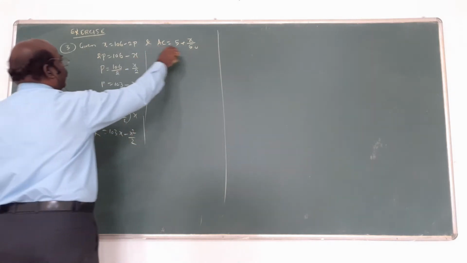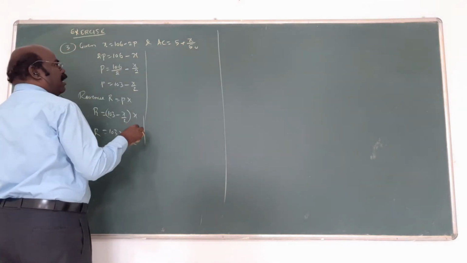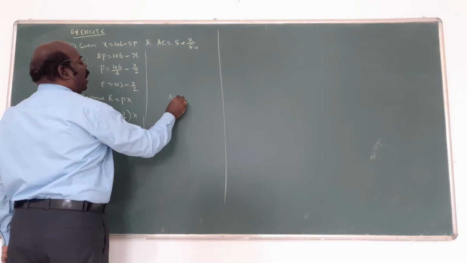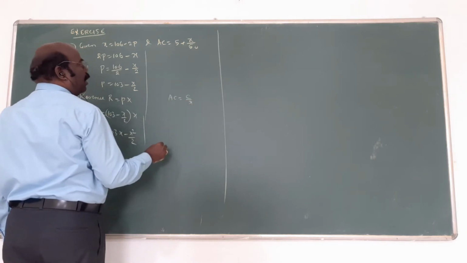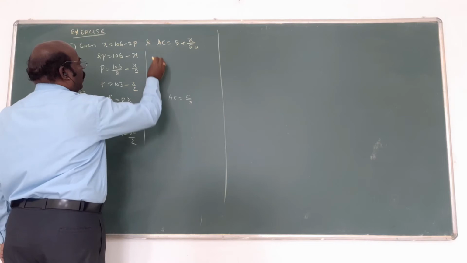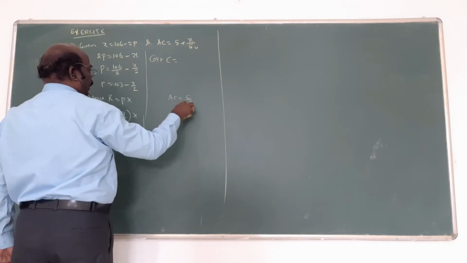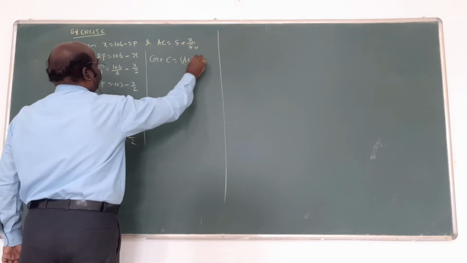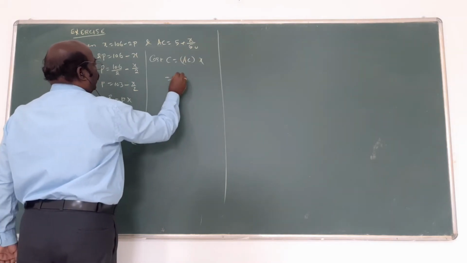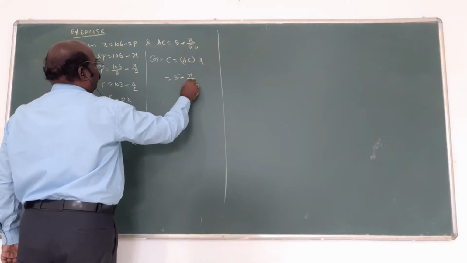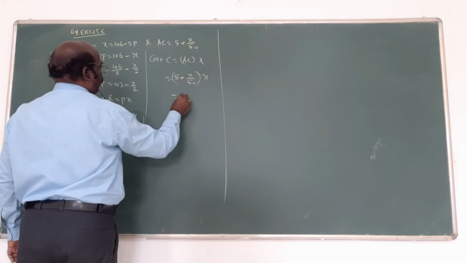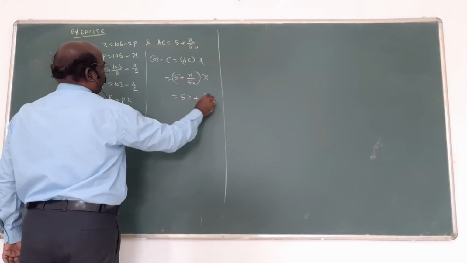From this we will find C. What is the formula of average cost? Average cost is AC. Am I right? We want cost, you know. Therefore, cost C equal to AC into X. AC is what? 5 plus X by 50, in X. Multiply: 5x plus X square by 50.